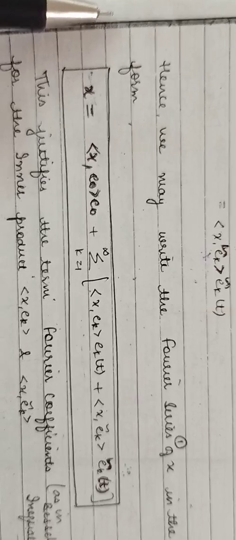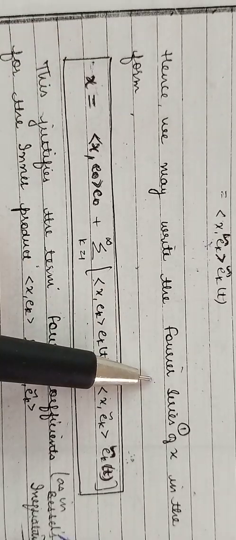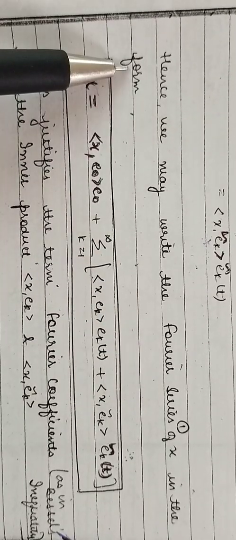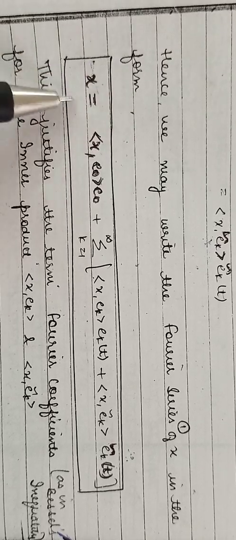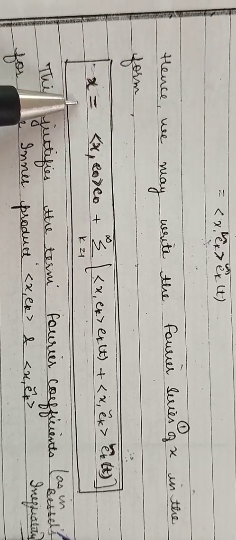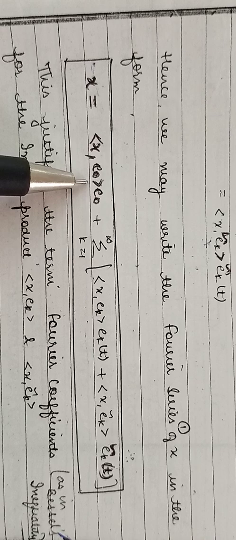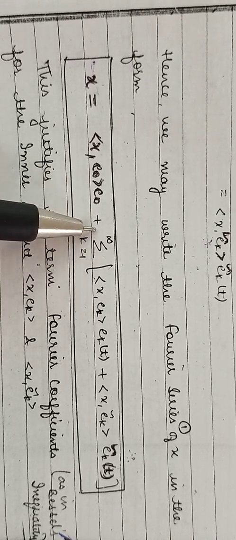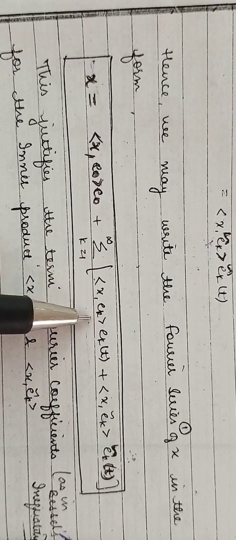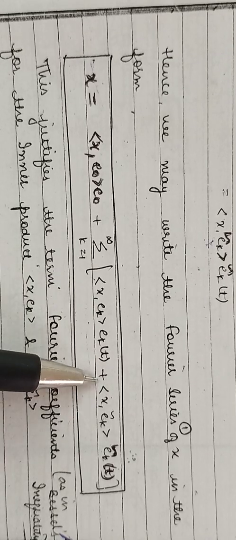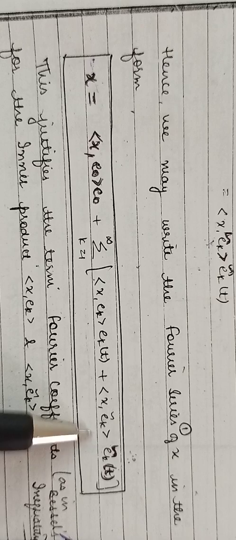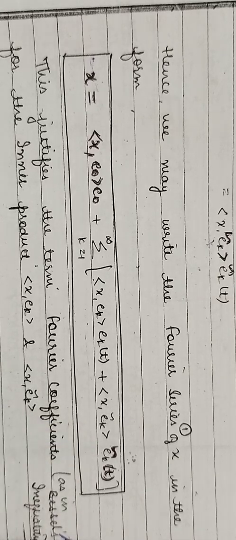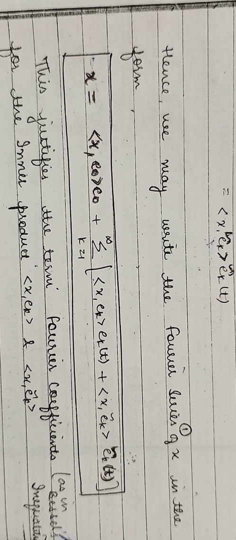So we can write the Fourier series of the function x in terms of the inner product, given by x equals the inner product of x with e_0 times e_0, plus the summation from k equals 1 to infinity of the inner product of x with e_k times e_k plus the inner product of x with e_k bar times e_k bar. This justifies the term Fourier coefficient as we used in the previous theorems like Bessel's inequality.